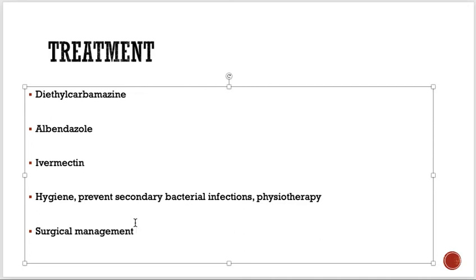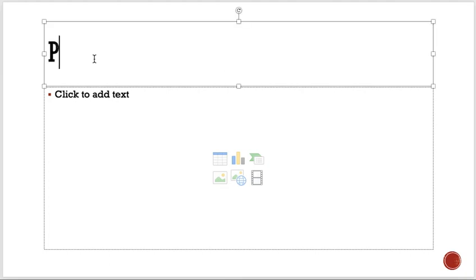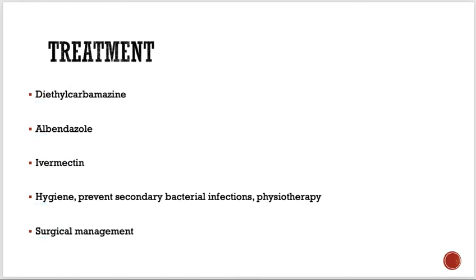So now, how can we prevent this condition? We always talk about prevention. How can prevention be done? Prevention can be done with this beautiful drug, diethylcarbamazine or DEC.